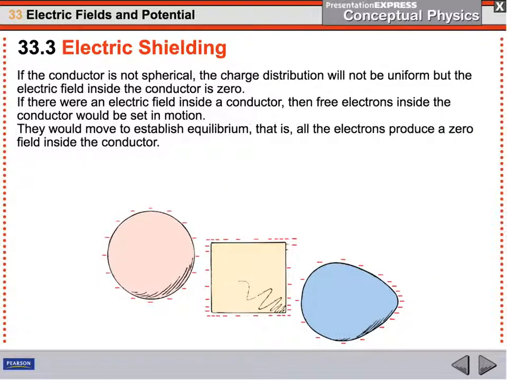If the conductor is not spherical, the charge distribution will not be uniform, but the electric field inside the conductor is still zero. If there were an electric field inside a conductor, then free electrons inside the conductor would be set in motion. They would move to establish equilibrium, that is, all the electrons produce a zero field inside the conductor.